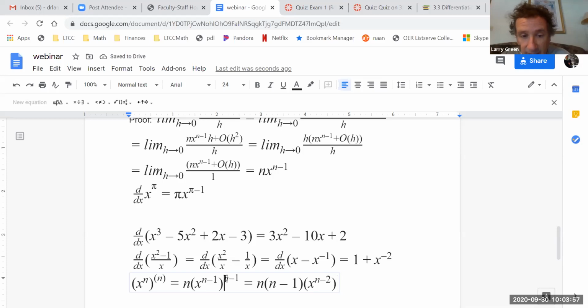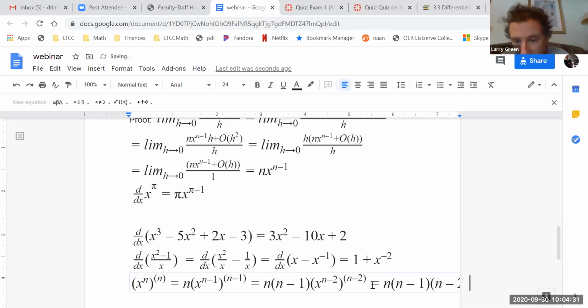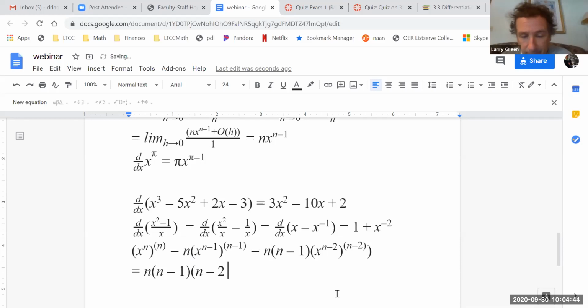I guess that n minus 1 should be in parentheses, sorry. And that'll be the n minus second derivative. If we keep going, the next time you're multiplying by n minus 2, then n minus 3, and then n minus 4. You can go all the way down until you have the first power, and then it's times 1. So that is equal to n times n minus 1 times n minus 2, dot, dot, dot, which is equal to n factorial.